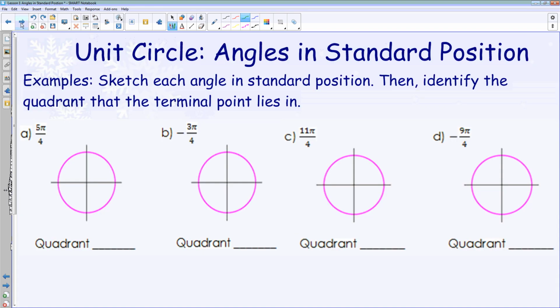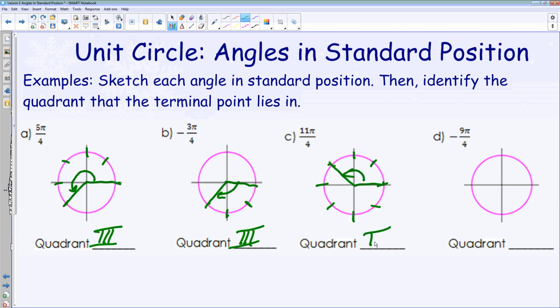So here are some practice problems. We just want to sketch our angles and figure out what quadrant they're in. So 5 pi over 4, that's 1, 2, 3, 4, 5. So there's my angle. It's in quadrant 3. Negative 3 pi over 4, so go in that clockwise direction. 1, 2, 3. It's also in the third quadrant. 11 pi over 4. So remember, one full circle is going to be 8 pi over 4. So then 9, 10, 11. Right there. That's in quadrant 2.